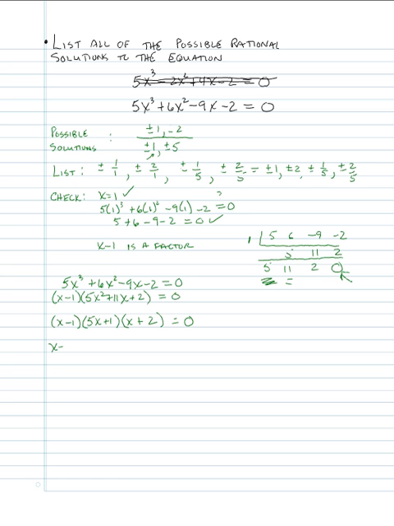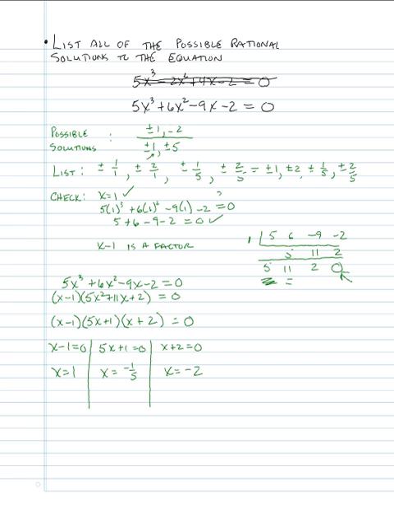Now, how will we find our solutions? We set each of these to 0. So we really didn't find the solutions directly. We found the factors, so then we could solve. Well, here we get x equal 1. Here, when we subtract 1 and divide by 5, we get x is equal to negative 1/5. And here we have x equal negative 2.